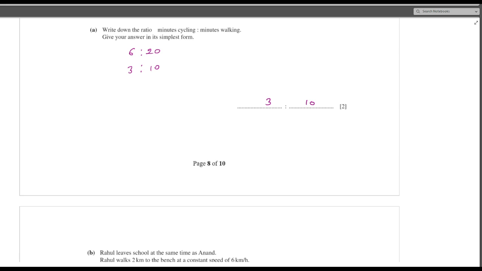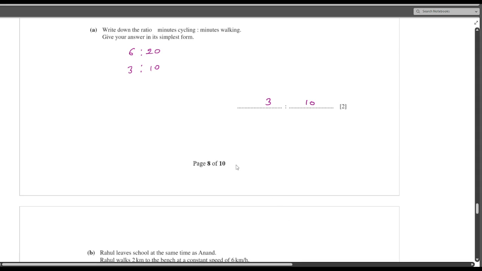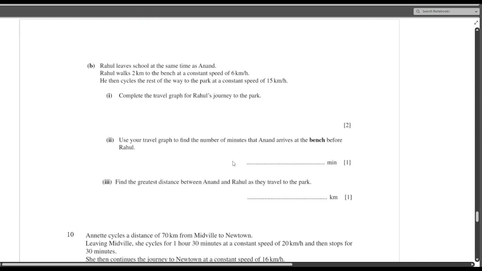Okay, next question is, Rahul leaves school at the same time as Anand. Rahul walks 2 km to the beach at a constant speed of 6 km per hour. He then cycles the rest of the way to the park at a constant speed of 15 km per hour. Complete the travel graph for Rahul's journey to the park.